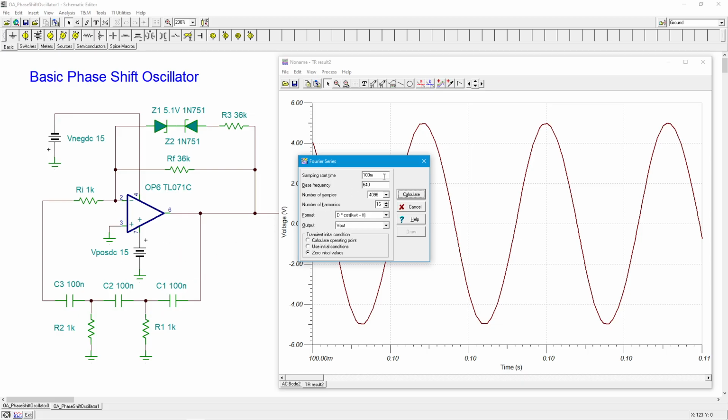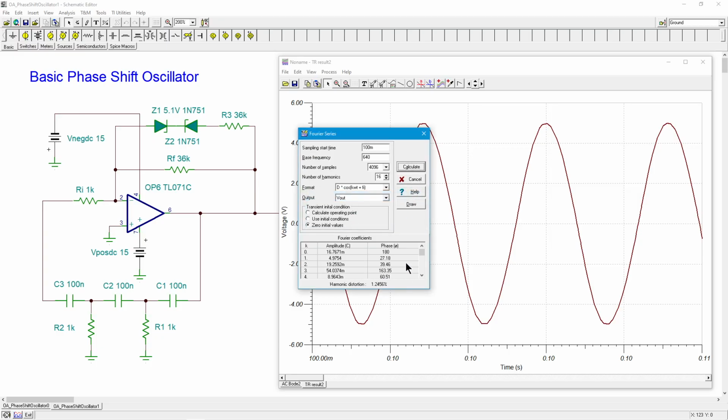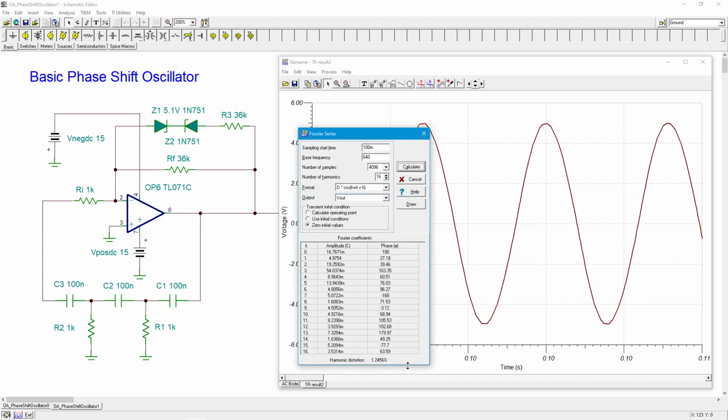Off we go. So now I'll just do a calculation. It's going to use 640 as the base, and then all the harmonics will show up. We'll see what the harmonic distortion is. All right, so this opens up. You can see that the first harmonic, the original 640, is just about 5 volts. And then we have tiny little millivolts for everything else. And the total harmonic distortion, the total THD, is about 1.25%.